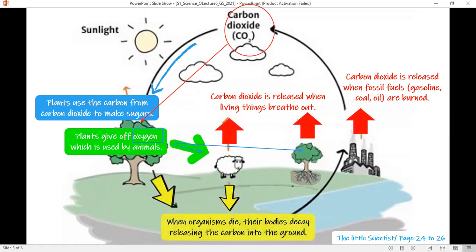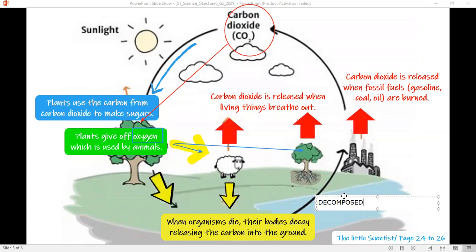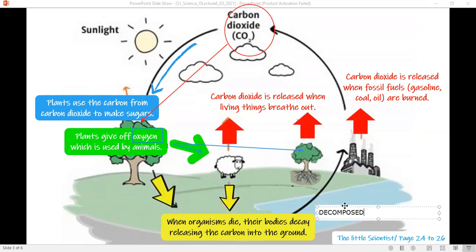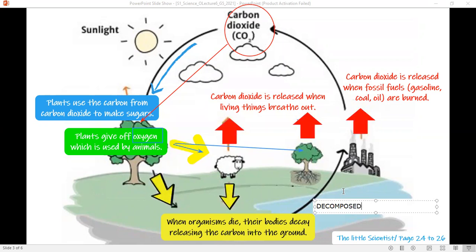Also, when plants, animals, people die, their dead bodies will be decomposed. Okay, let me add the word right here. So the dead bodies will be decomposed. So it is the decomposition of the dead bodies into minerals. One of the minerals is the carbon for sure. And these dead bodies will be decomposed by decomposers.